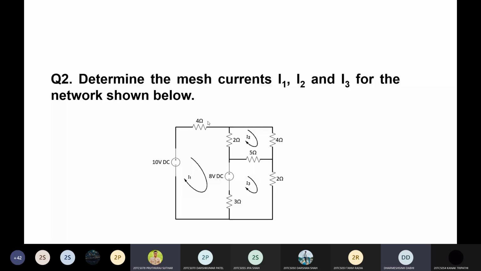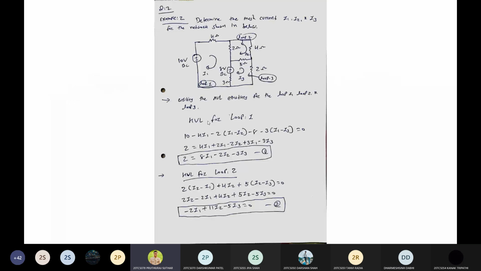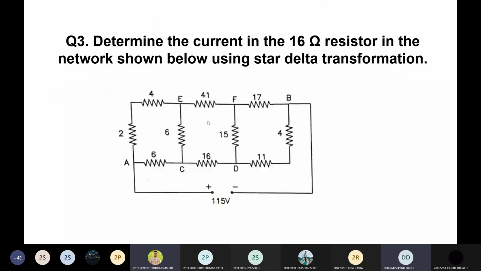So the second question is over. Now for example: determine the current in 16 ohm resistance in the network shown below using star delta transformation. We have calculated the same example, I just changed the value of resistance.